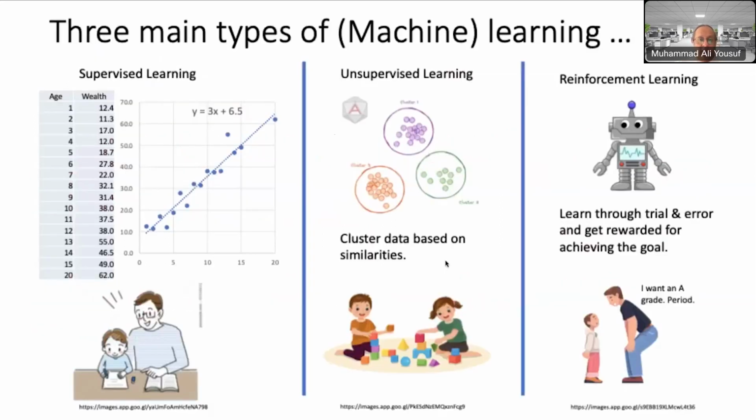There are three main types of learning, or machine learning too, and these are shown here, and you can see at the top written supervised learning, unsupervised learning, and reinforcement learning. Let me explain each one of them separately.